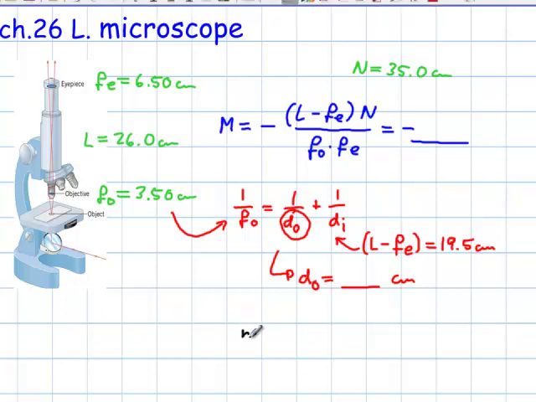And of course that's going to be M equals negative DI over DO, and again that's going to be a ratio, no units. The DI here is the 19.5 centimeters, the DO is the 4.27 centimeters that was just calculated, and when you plug these in, you're going to come up with roughly negative 4.5 as the ratio for the magnification of just the objective lens.